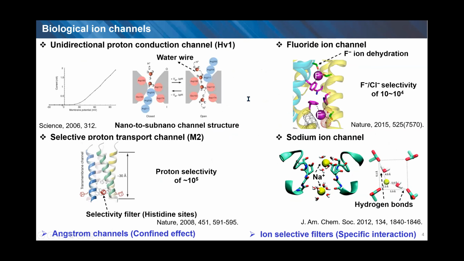For biological ion channels, such as the proton channel, fluoride, and the sodium ion channels, they have realized fast and selective ion conduction. This is because they have Angstrom pores that are close to the ion diameters, posing a confined effect on the ions, as well as the ion selective filters, enabling the specific interaction between ions and the channel wall.